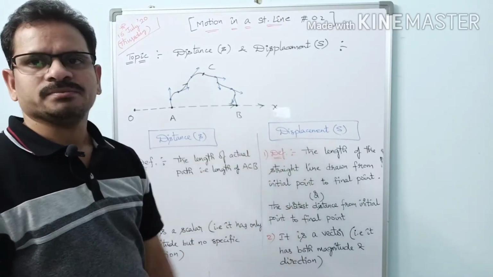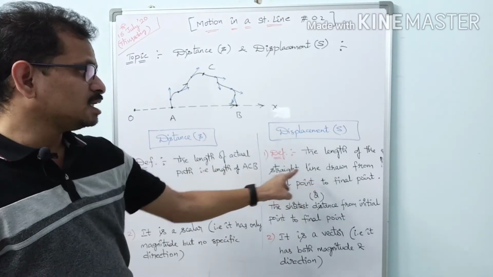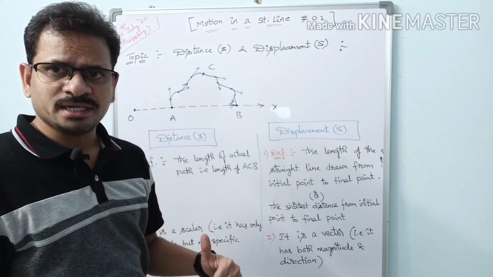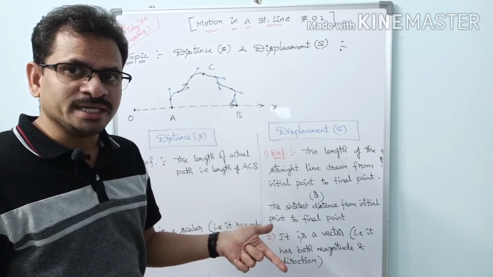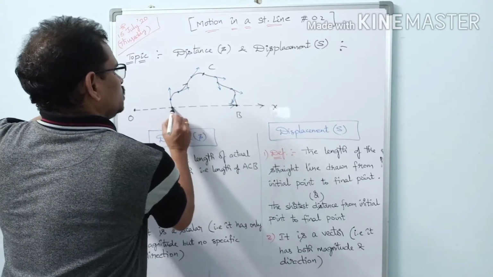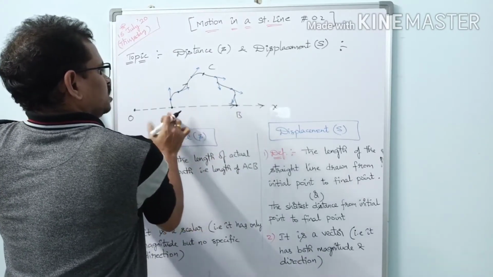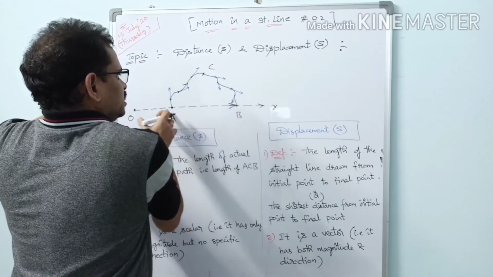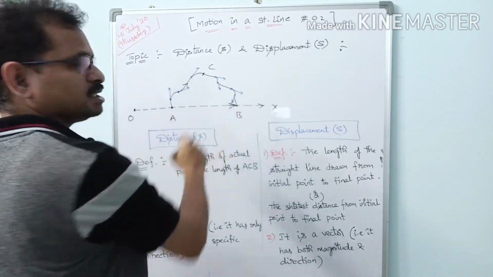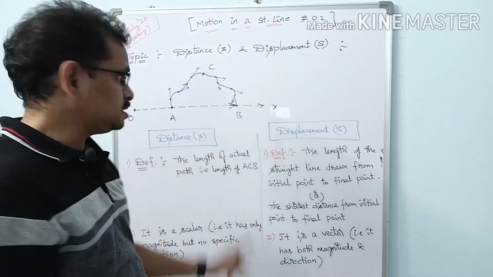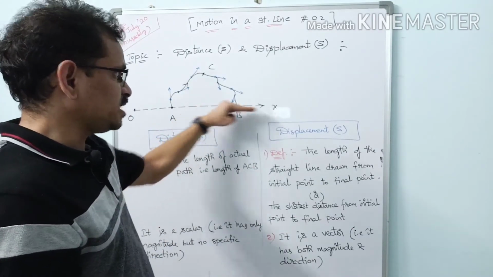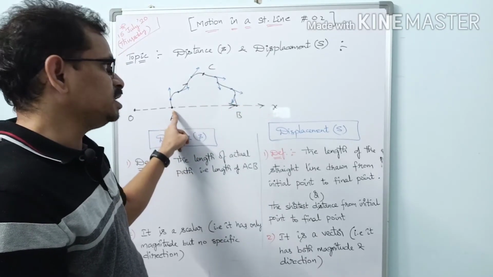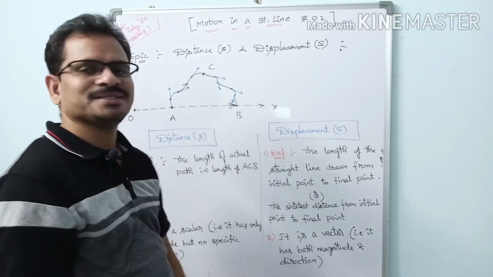So what about displacement? The definition tells us it is the length of the straight line. Which straight line? The one drawn from A to B, from the initial point to the final point. See the arrow mark here. The arrow mark points away from the initial point and towards the final point, in this direction.